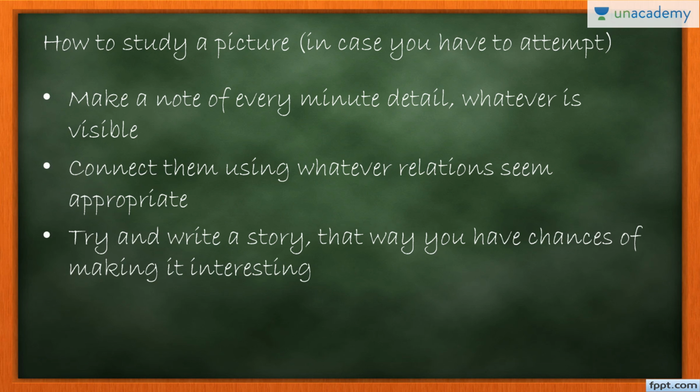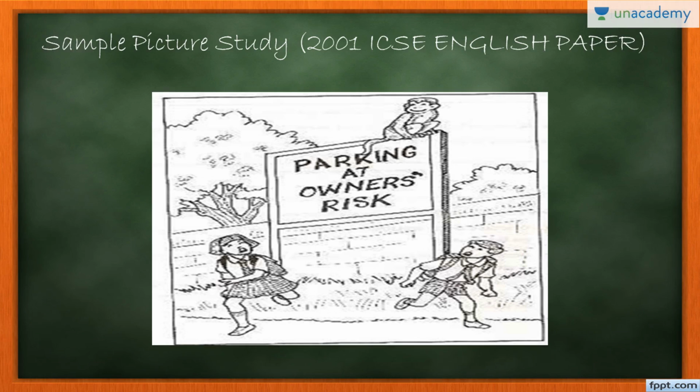The next part is, once you have made a note of all the details, start connecting them. How can they be connected? In the sample outline, you'll see a monkey, a parking sign, people, and a wall, and you'll see how I connected them. You need to connect them using any connection that seems appropriate, and at the end you need to write a story, hopefully something interesting.